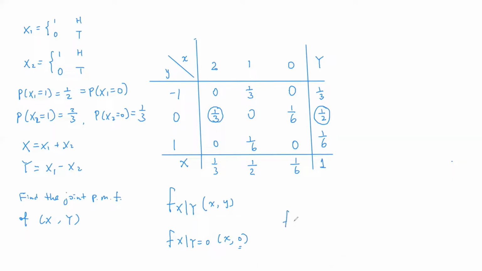So f(x) given y equals 0, x is 2, y equals 0, that is 1/6. And for x equals 0, y equals 0, you have 0.